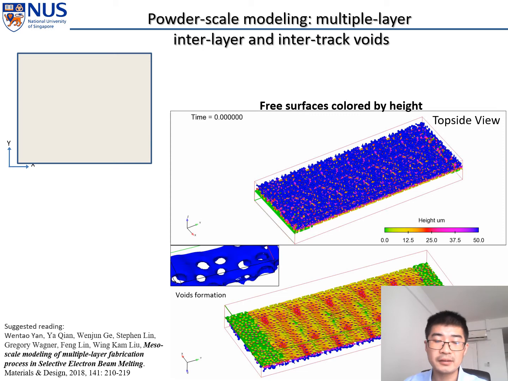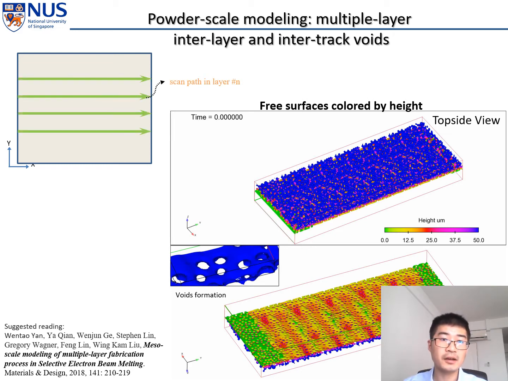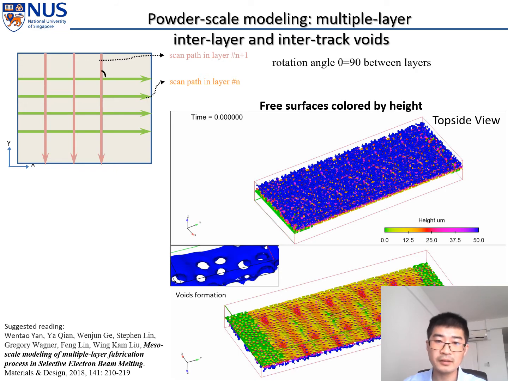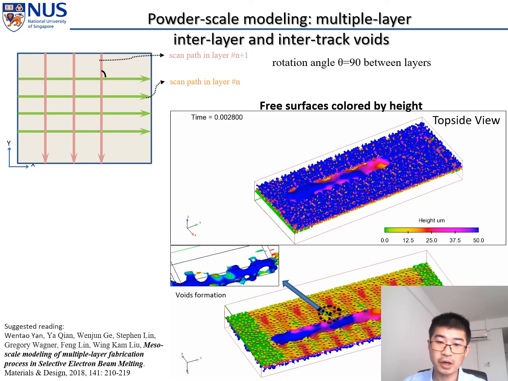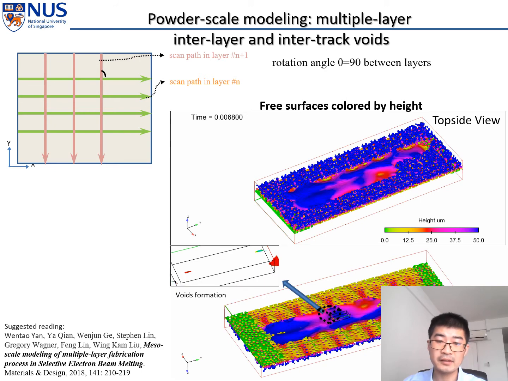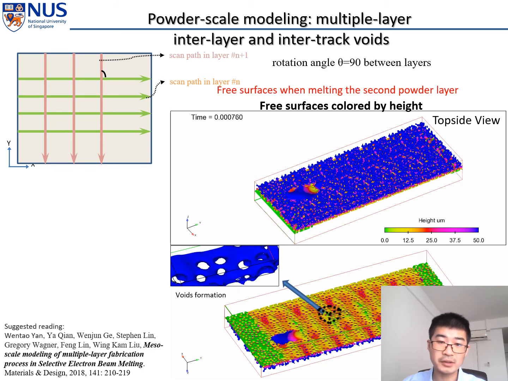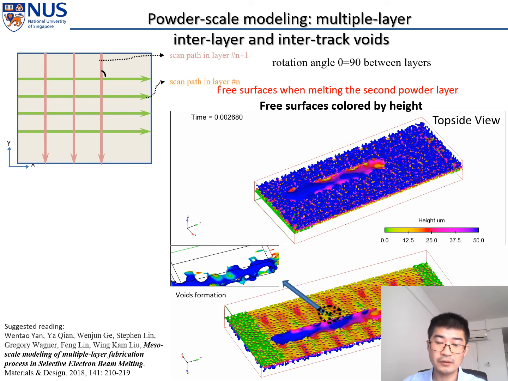And to investigate the lack of fusion voids, we run multi-layer, multi-track simulation cases. So for example, this is a scan pass in one layer, and in the next layer the scan pass may rotate by a certain angle. And this is a case where the rotation angle is 90 degrees. We already ran the first layer, and now it's the second layer, and this just shows the free surface. So this part will be the voids, interlayer, intertrack voids.